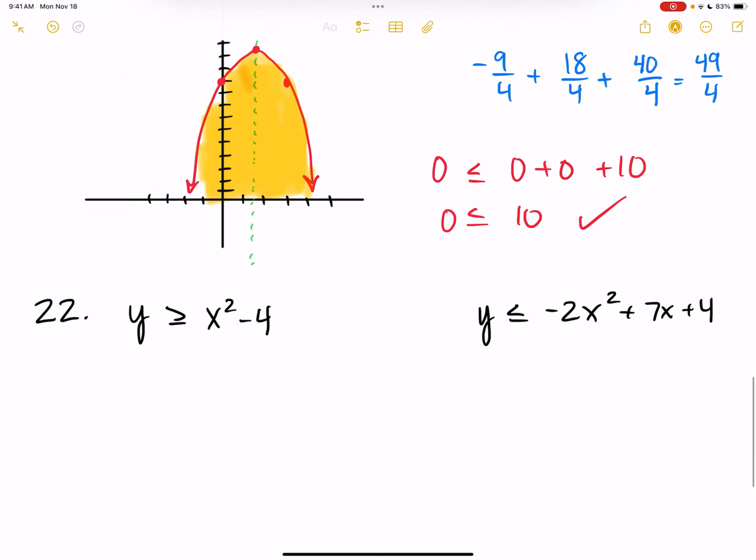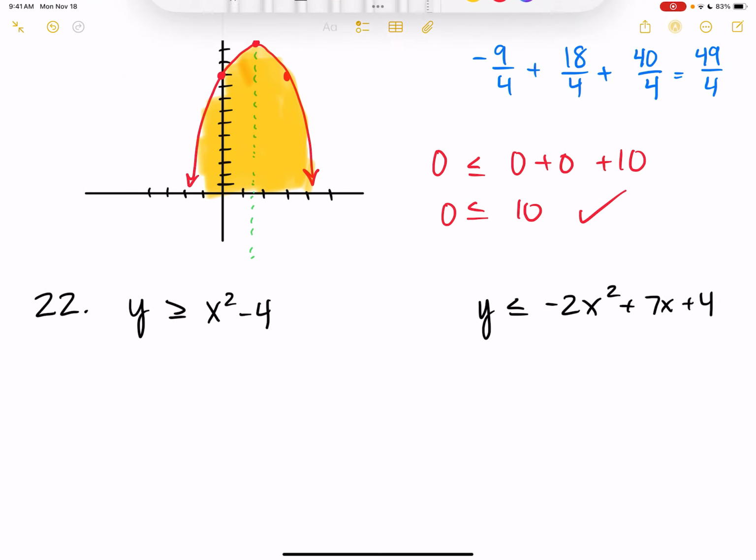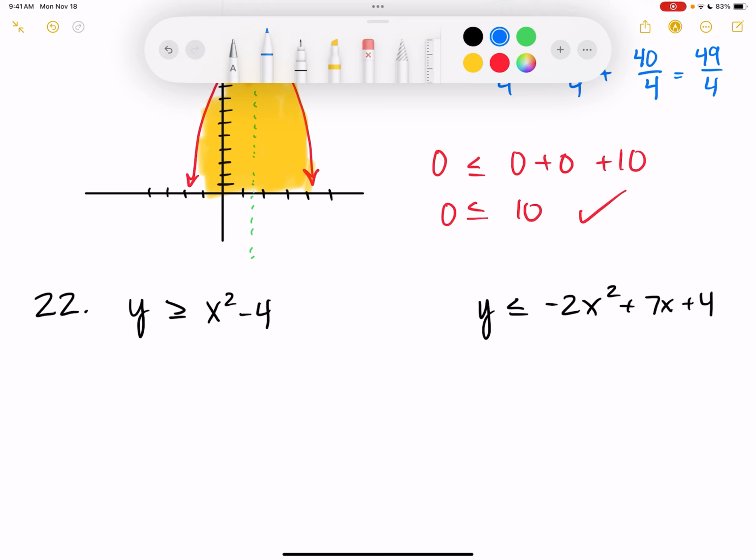I was about to say this isn't going to be as hard as I thought it would be. Yeah, it's not hard at all. I mean, it's not hard.